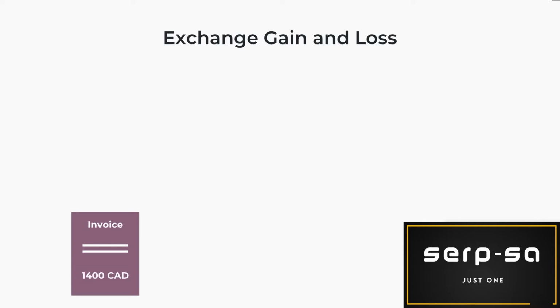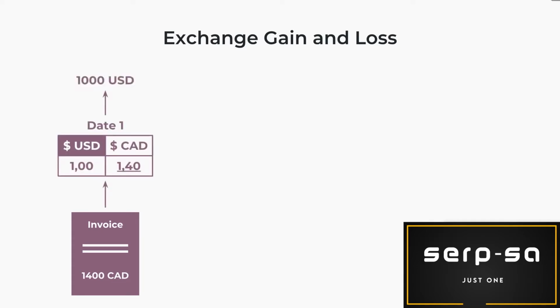Odoo computed automatically that the price for our Canadian customer should be 1,400 Canadian dollars, and that's the price we decided to keep. Since our company's main currency is the US dollar, Odoo recorded that 1,400 Canadian dollars issued were worth 1,000 US dollars on that day.